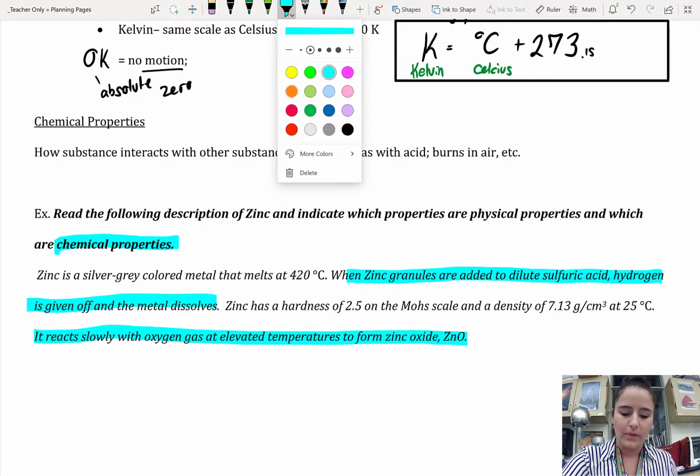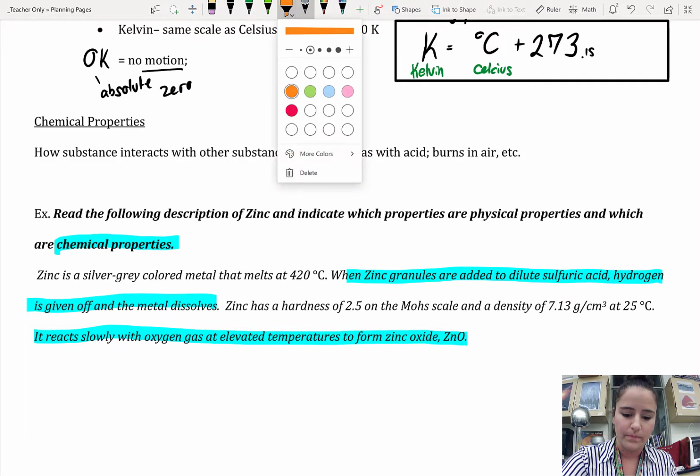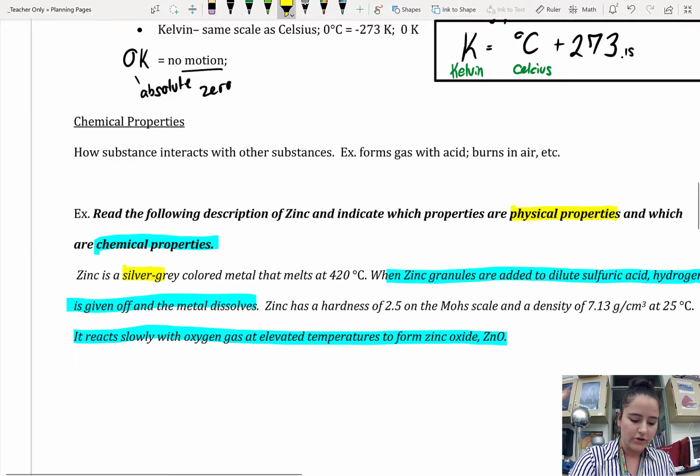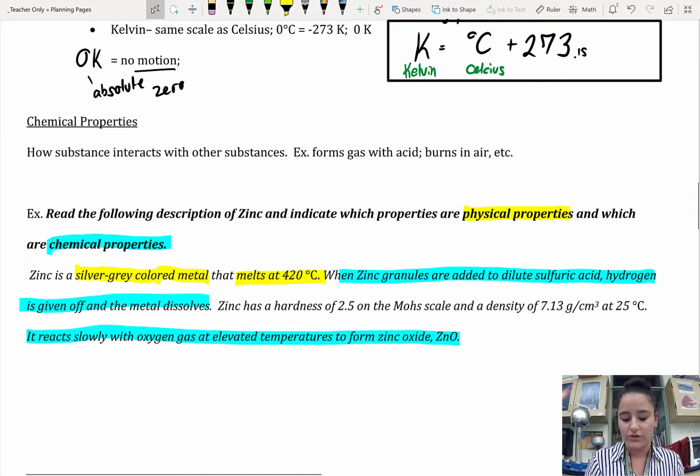Where the physical properties, go ahead and do those. That orange is kind of hard to see. Let me just do yellow. The physical properties are things that describe it. It's a silver gray colored metal. It melts at 420 degrees Celsius. It has a hardness of 2.5 on the Mohs scale and a density at that temperature. Those are all of its physical properties.